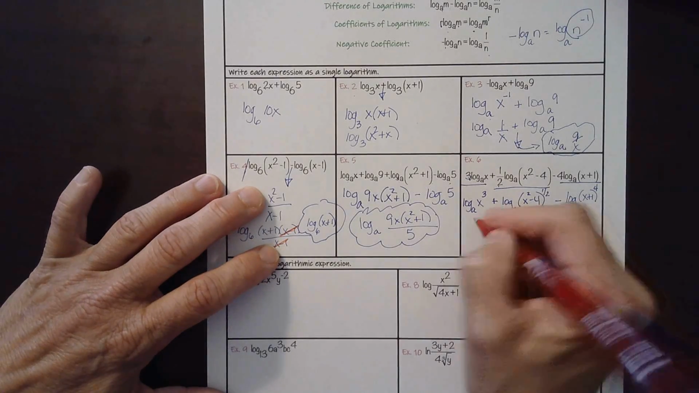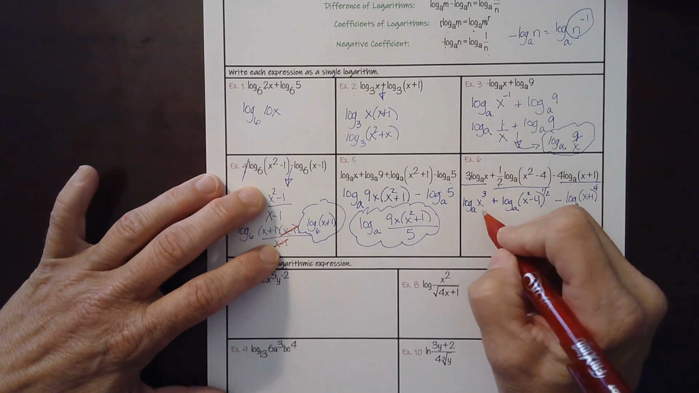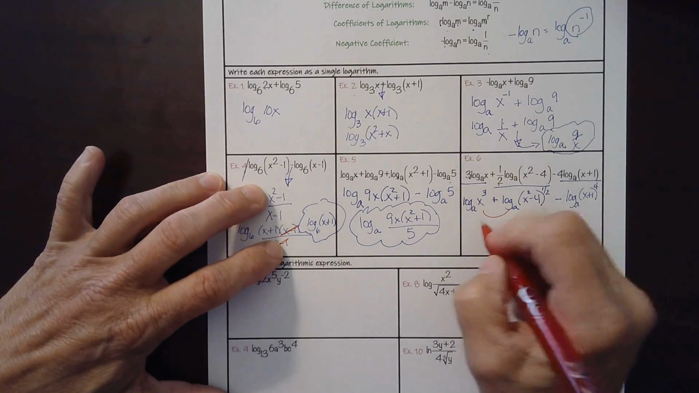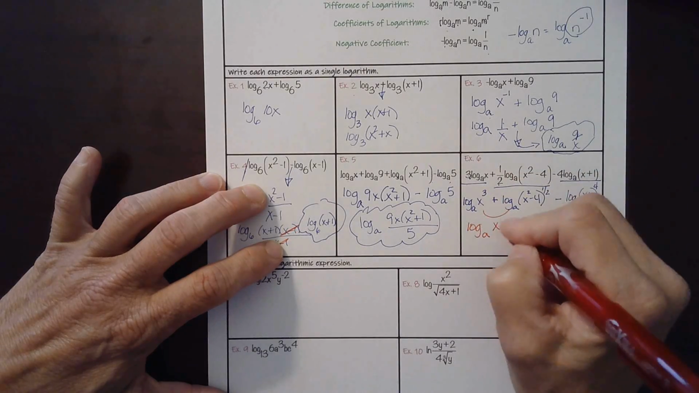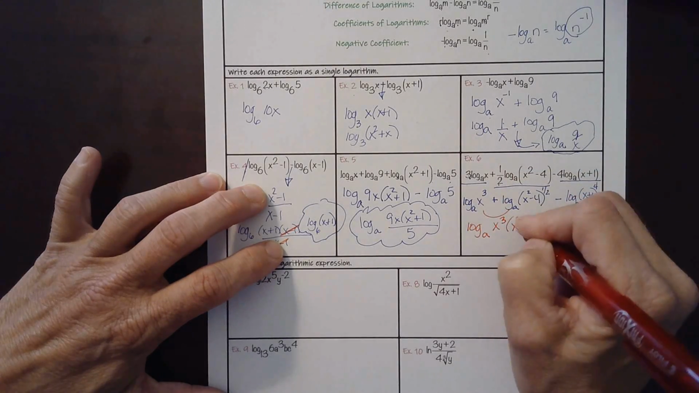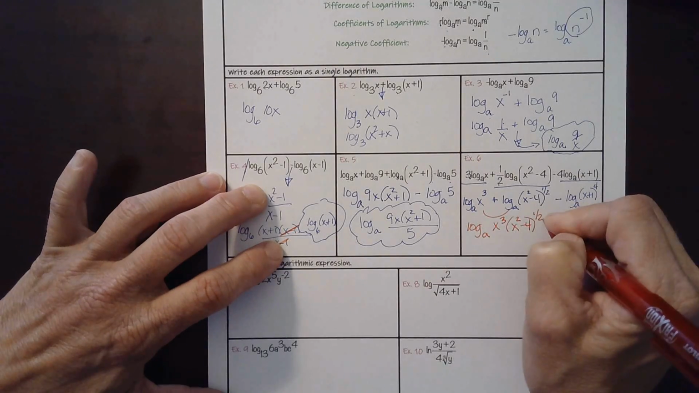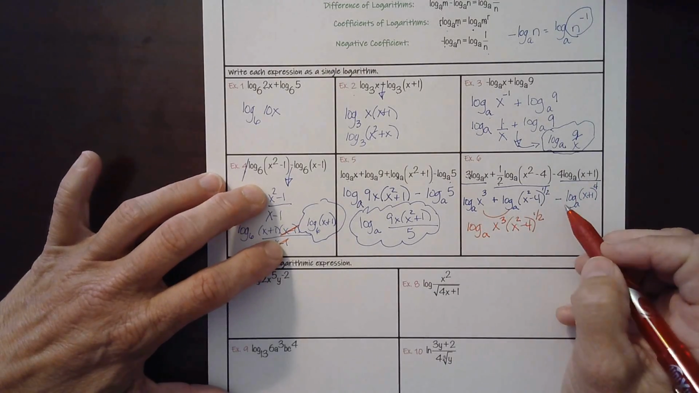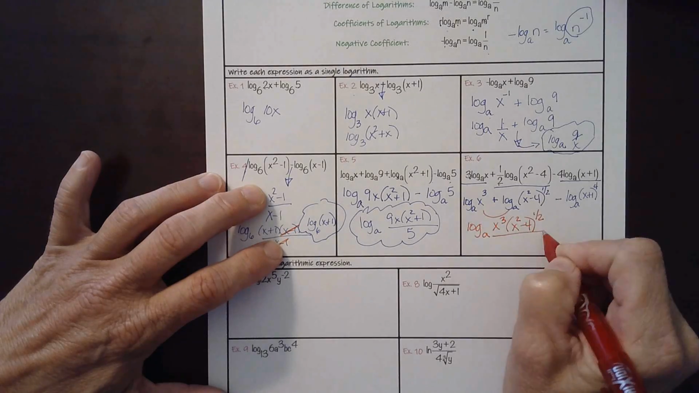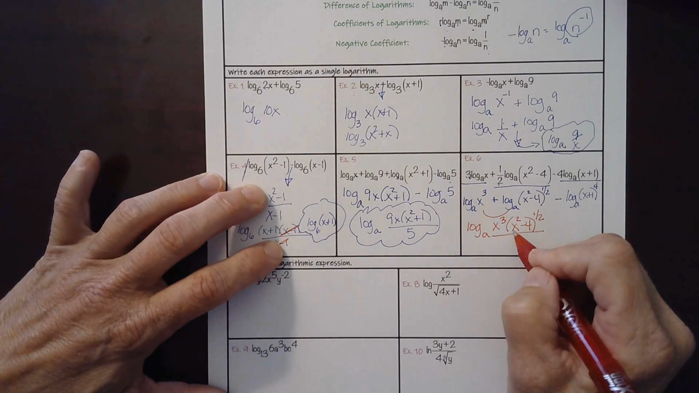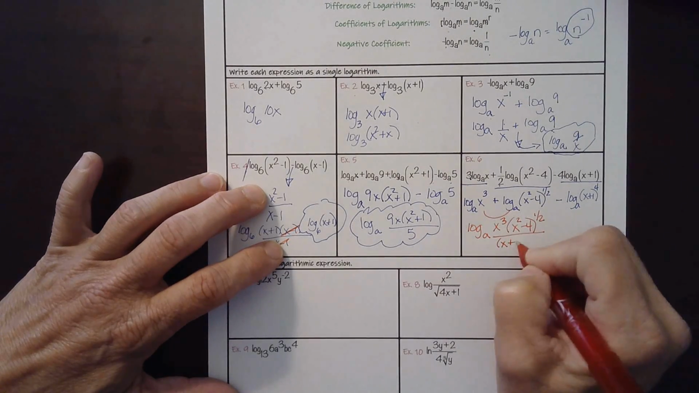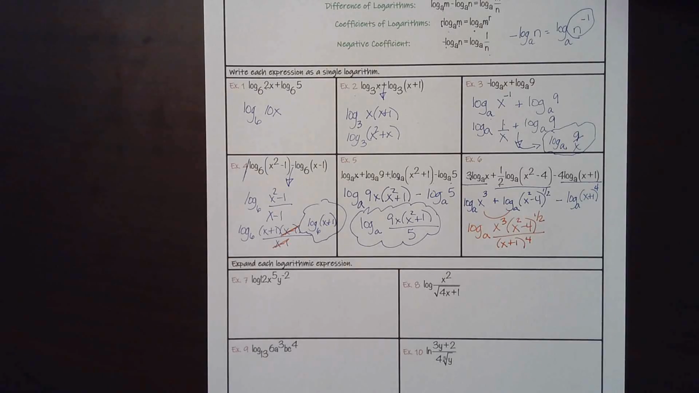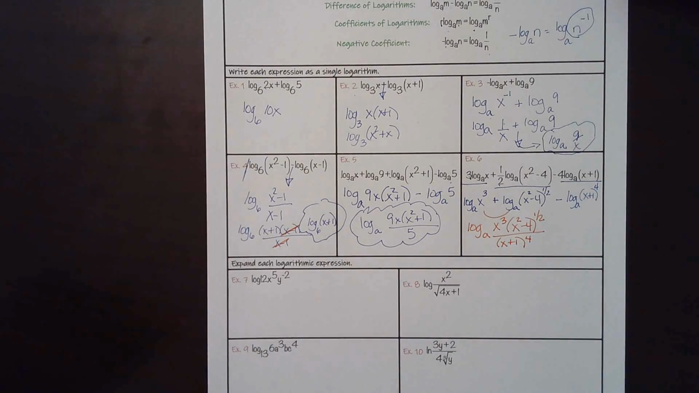Now I will go from left to right, and I will take care of the addition, which will be log base a of x to the third times x squared minus 4 to the 1/2. And I'm going to go ahead and take care of the subtraction. That involves division, so it'll be x cubed times x squared minus 4 to the 1/2 over x plus 1 to the 4th. And there is your single logarithm.